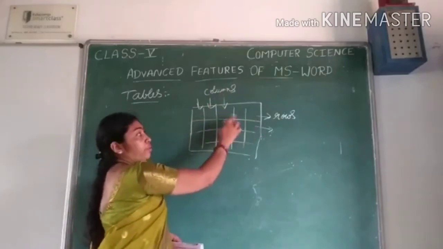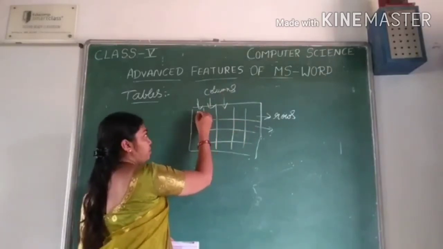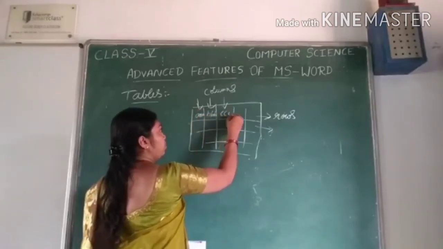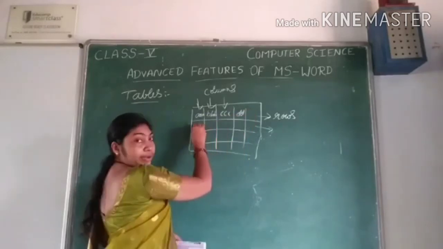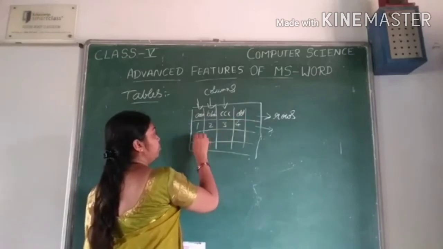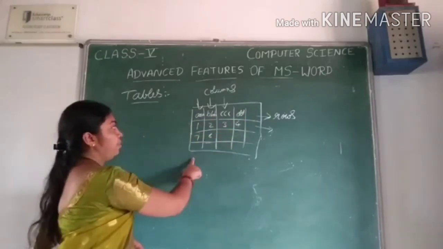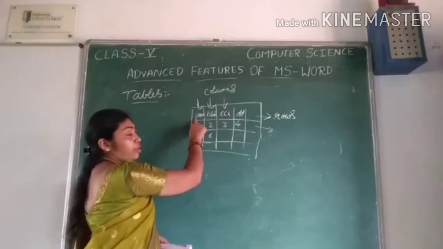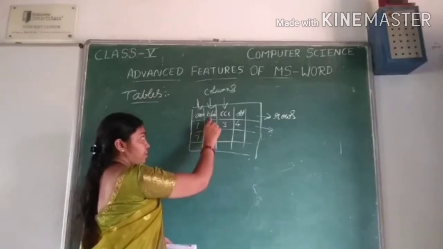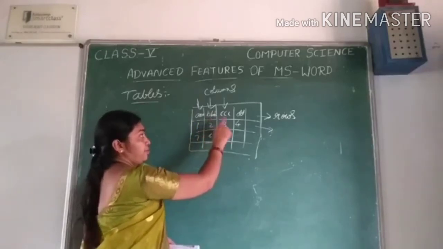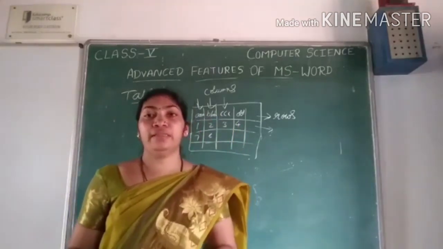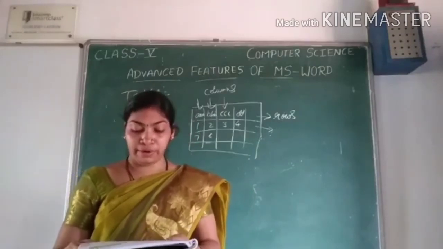So in rows and columns you can write text, and you can even write numbers in it. Okay, so this is a table. It is a representation where you can write text as well as numbers, in the form of rows and columns. It helps to present data in row and column format.